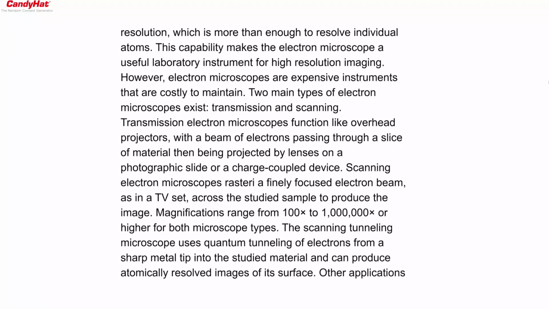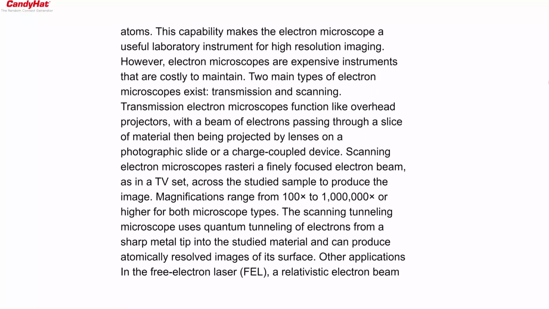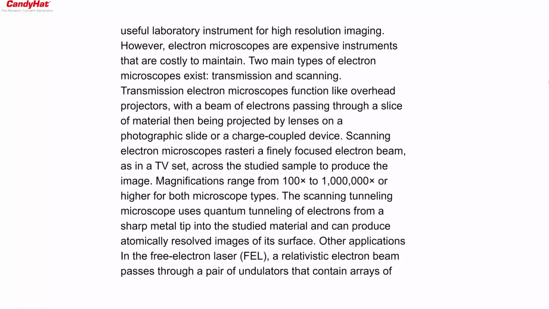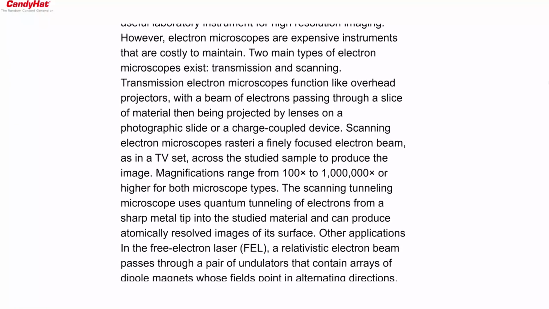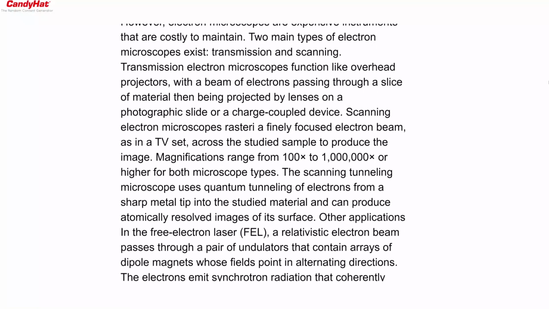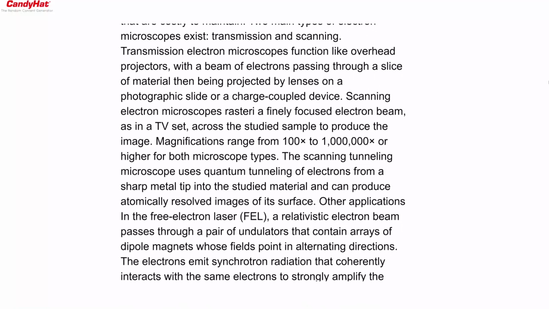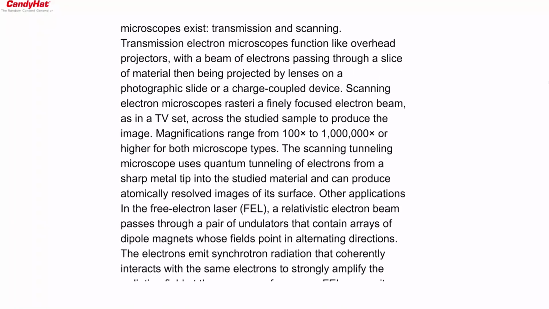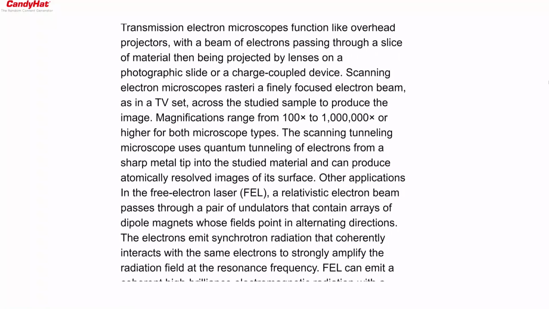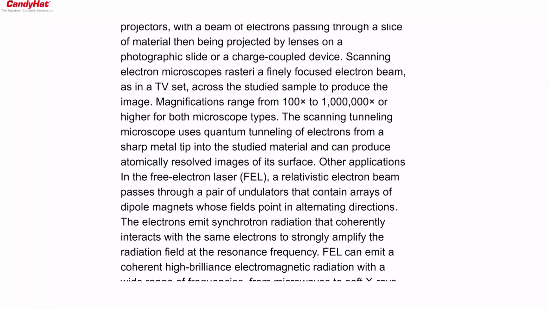Transmission electron microscopes function like overhead projectors, with a beam of electrons passing through a slice of material then being projected by lenses on a photographic slide or a charge-coupled device. Scanning electron microscopes carry a finely focused electron beam, as in a TV set, across the studied sample to produce the image. Magnifications range from 100 times to 1,000,000 times or higher for both microscope types.